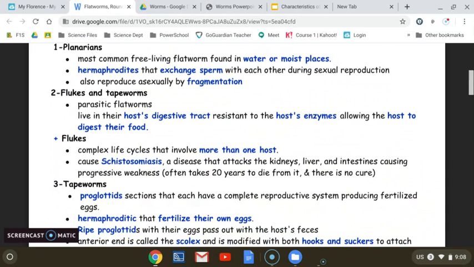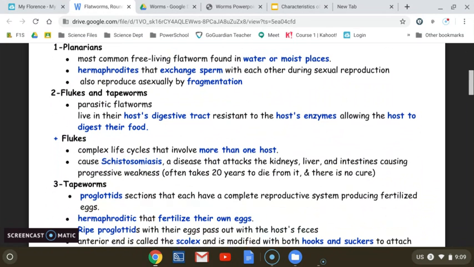They are parasitic. They live in their host's digestive tract, and they're resistant to the host's enzymes, allowing the host to digest their food. So basically, if you got a tapeworm in your intestines, they're not really broken down by your intestinal juices or gastric juices. So they're able to live within your body or within your digestive tract. Flukes have a complex life cycle that involves more than one host.